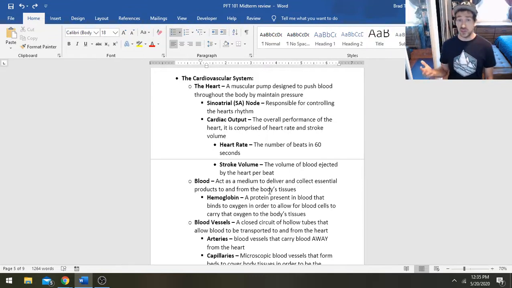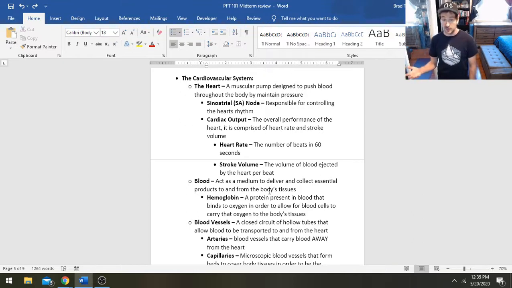Now we do have a measure for how we measure the performance of our heart. And we're going to call that the cardiac output, right? This is really the main reason we're even talking about the cardiovascular system right here, because in our assessments class, we're trying to measure someone's cardiac output. So your cardiac output is the performance of the heart, right? It's going to be made up of 2 concepts: your heart rate, the number of beats per minute, and your stroke volume, the amount of blood ejected per beat, right?